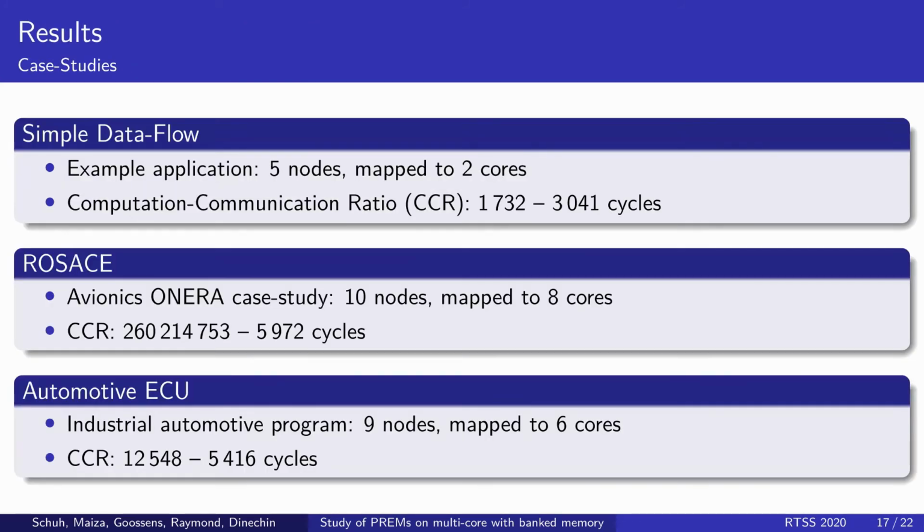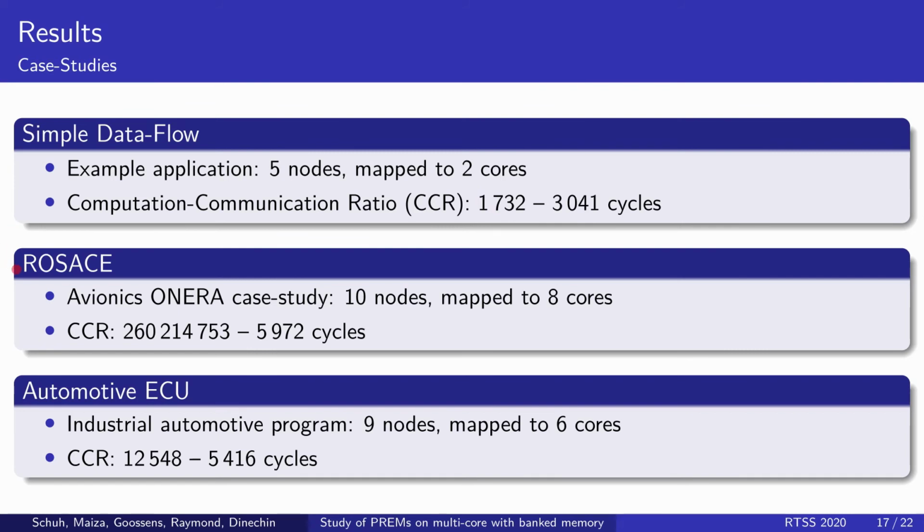Now moving on to the results of our paper, we have selected 3 case studies to test and evaluate our workflow. The first one is the simple data flow example that we have seen up until now, composed of 5 nodes and mapped to 2 cores. And for all the case studies, we have added their computation communication ratio, or CCR, that reveals where the program spends most of its time. And for the simple data flow, it spends almost the double of the time communicating rather than computing.